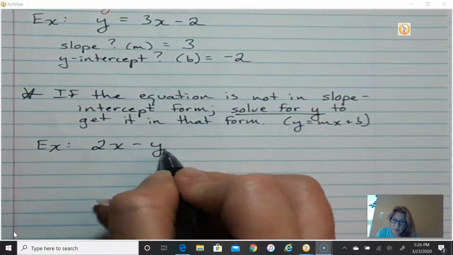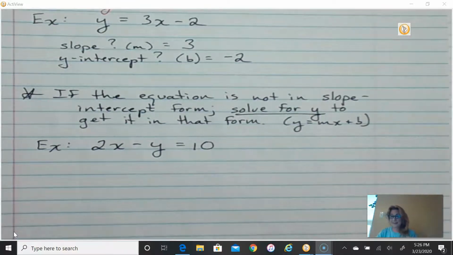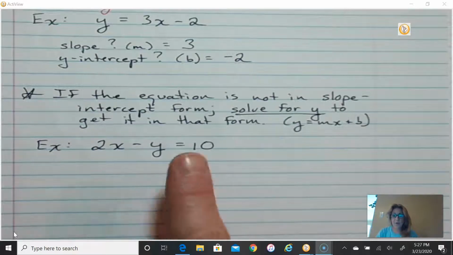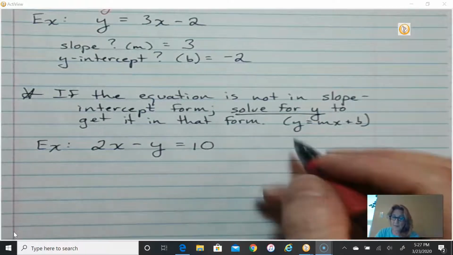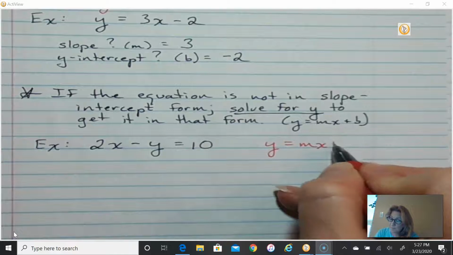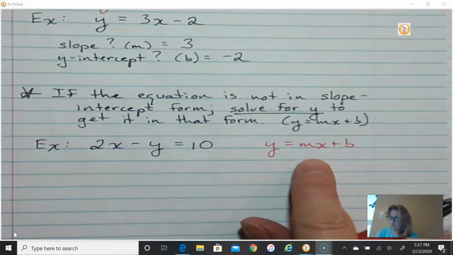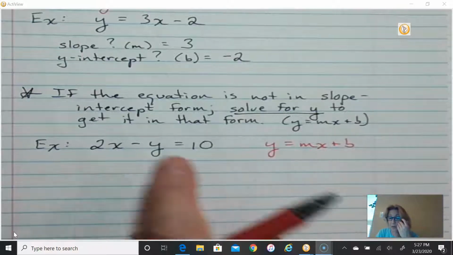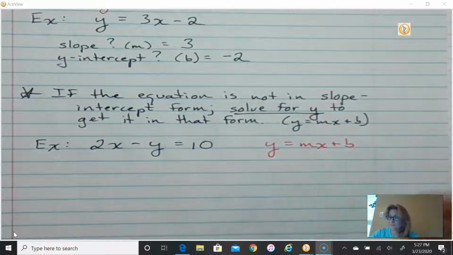2x minus y equals 10. All right. Is that in y equals mx plus b format? See, I'll even say slope-intercept. So remember, it's got to look like this. Does that look like that? No, it does not. So we have to rearrange things to get it to look like this.